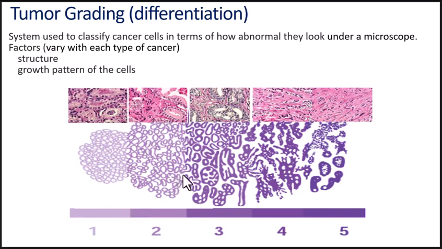So of course, you don't need to be able to recognize these images, but understand some of the trends that I'm speaking about. So then we can grade tumors from 1 to 5, depending on how abnormal they look under a microscope, taking into consideration the structure, how the cells in the tissue are appearing, and even the pattern of how these cells are growing. We talked about high mitotic index in our in-class lecture.